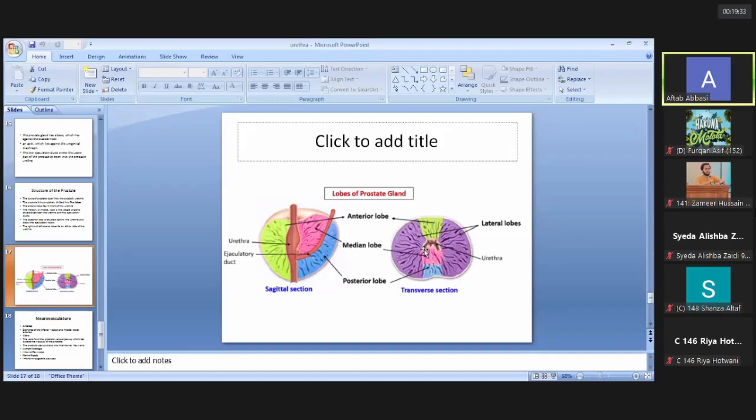So these lobes are important. There are 5 lobes of the prostate gland. They are named as anterior lobe, median lobe, posterior lobe, and the 2 lateral lobes. The anterior lobe is the part of the prostate that lies in front of the urethra. The medial or the median lobe lies behind the urethra above the ejaculatory duct. Below the ejaculatory duct, the part of the prostate gland is known as the posterior lobe, and the 2 lateral lobes lie on either side of the urethra.